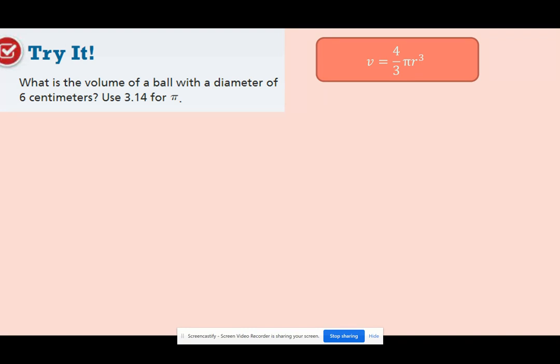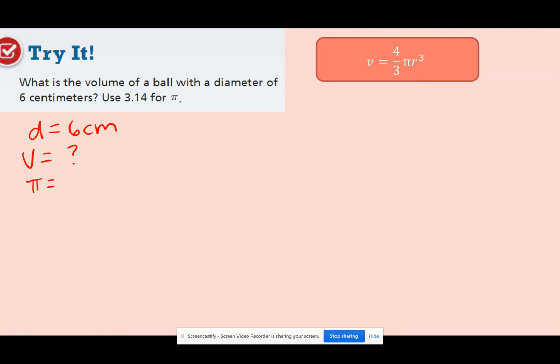All right, so hopefully you had a chance to solve this one on your own. Again, I'm going to make a list of what they give me. They say, what is the volume of the ball with a diameter of 6 centimeters? So I know the diameter is 6 centimeters, and we want to know what the volume is. And they say to use 3.14 for pi.